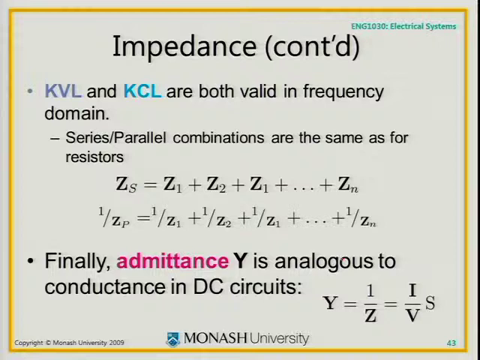KCL, KVL, they're both valid in the frequency domain, or in this phasor domain. Series and parallel combinations of impedances are just like resistances. So if I have a capacitor, inductor and resistor in series, I can just write down the impedance. Treat them as if they're all resistors in the old world, but now they're complex quantities. So the series and parallel combinations I can do in the complex domain. One on impedance is called admittance, and that's the analogue of conductance.